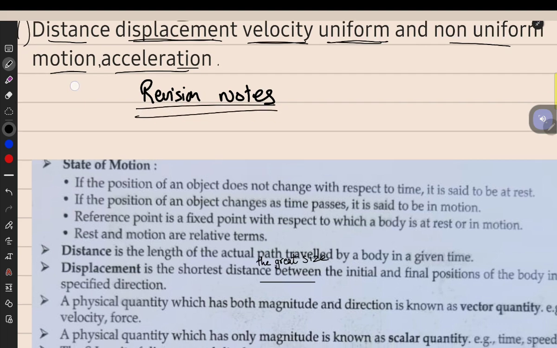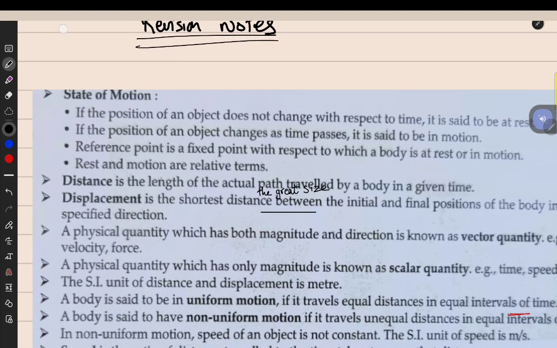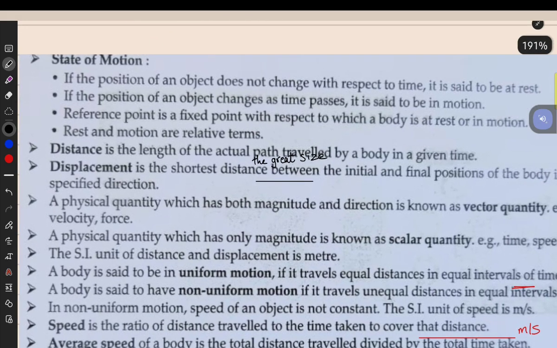First, what is meant by motion? I said uniform motion and non-uniform motion. First of all, you should know what motion means, then only can we write what things are there. It has some states. When it will happen, how it will happen, we have some states of motion. First, if the position of an object does not change with respect to time, it is said to be at rest. It means if you keep any box in one place on a table, it will not change, it will remain the same.